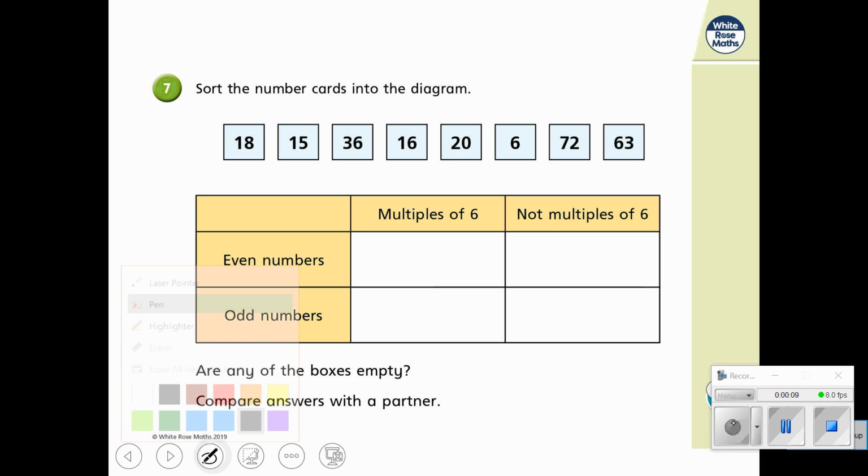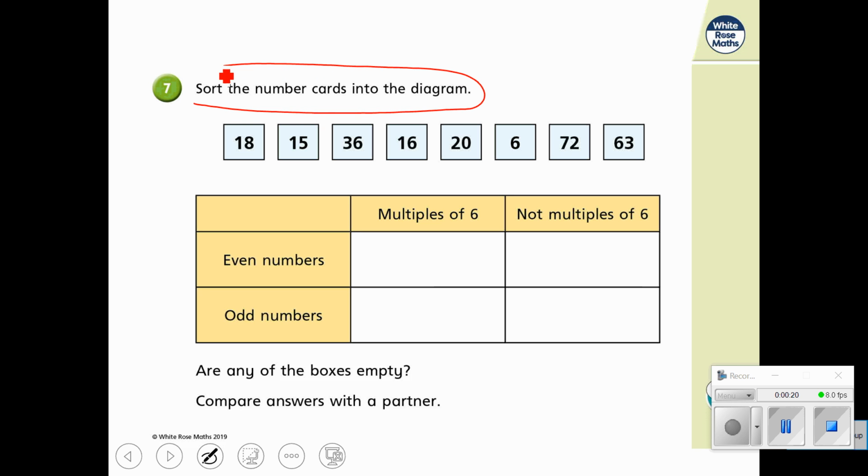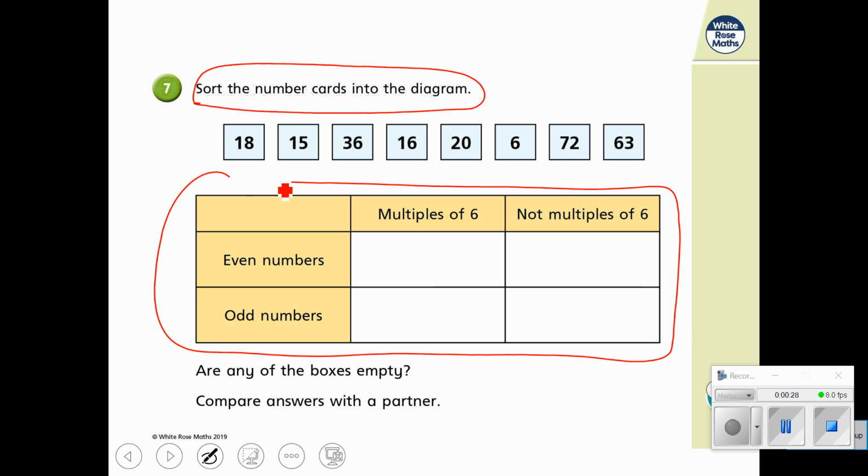Today I am just going to start on question 7 because this is one of the harder questions on your sheet. So sort the number cards into the diagram. We have a range of number cards here and we have to sort them into this diagram. Now, do you know the name of this kind of diagram? That's right, it's called a Carroll diagram. I'm hoping that you came across this when you were working further down the school, but if not, don't worry.